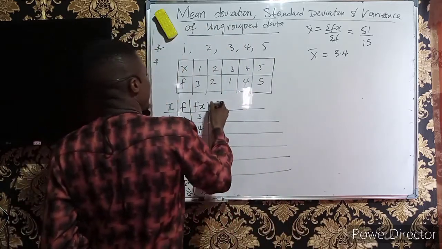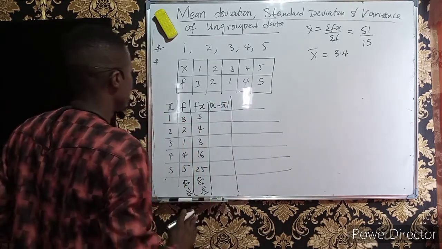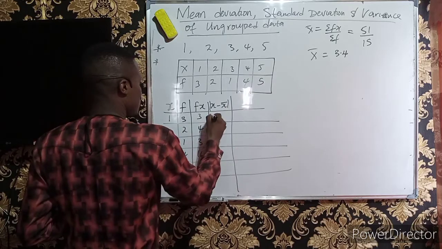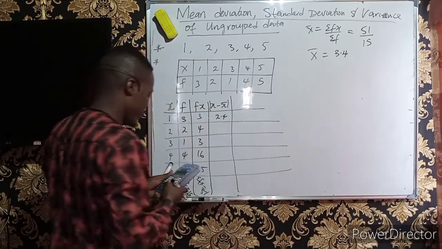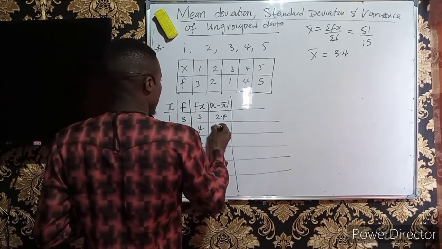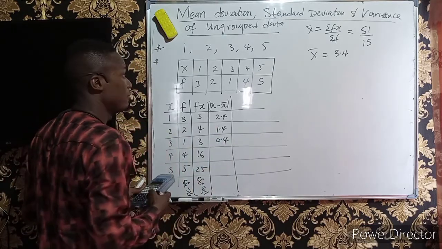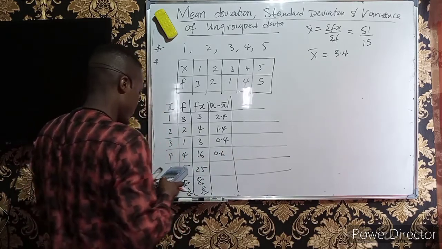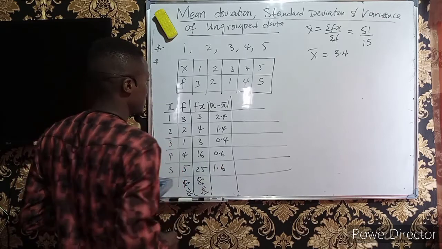So next we have the absolute value of x minus x bar. Absolute value means we neglect even negative signs. So 1 minus 3.4 will give me minus 2.4; I will neglect the negative sign. 2 minus 3.4 is 1.4, neglecting the negative sign. 3 minus 3.4 is 0.4, and 4 minus 3.4 is 0.6. So 5 minus 3.4 should be 1.6.